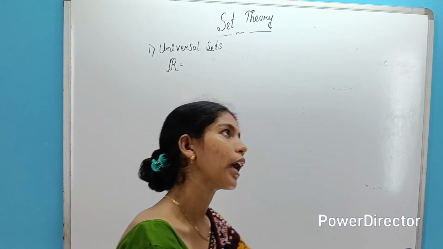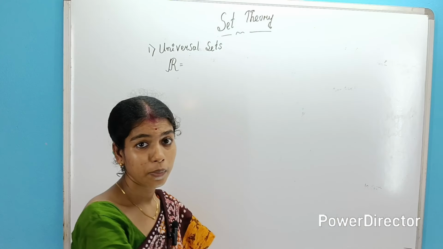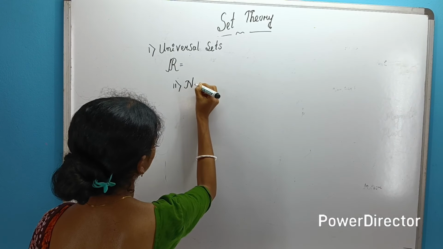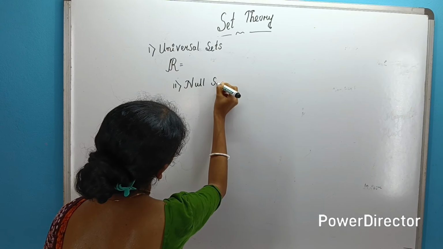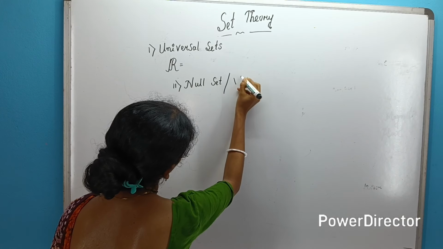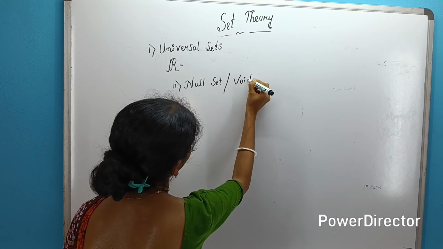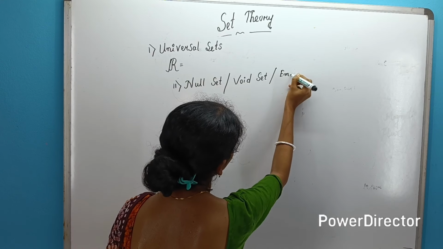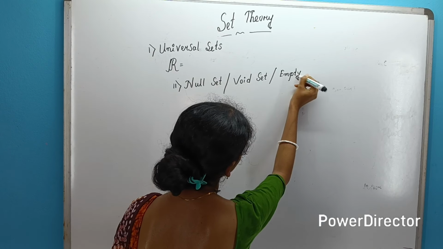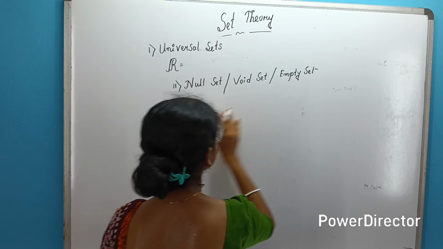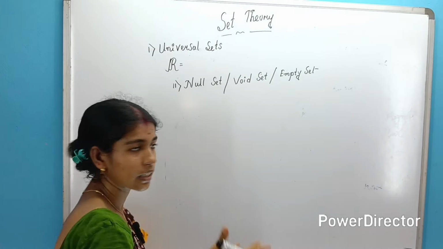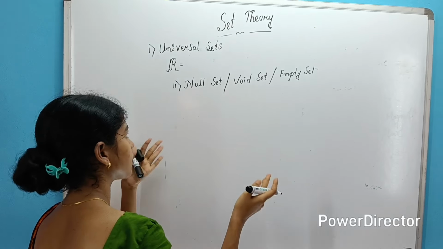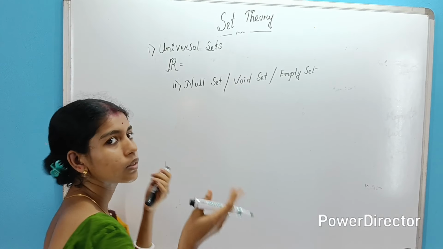Okay. Then we have a null set or void set or empty set, whatever you say. Null means nothing is there. Void means empty. There is nothing. So that will be null set, void set or empty set, whatever you want to say.